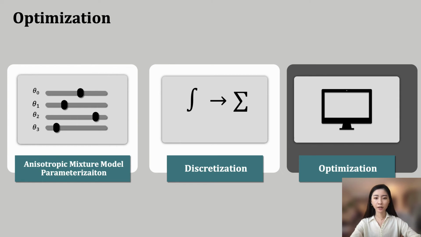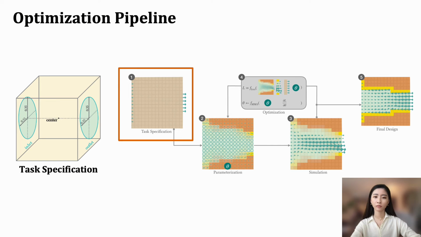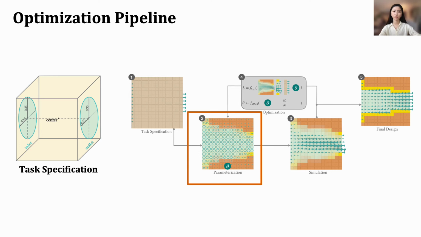Finally, I'll talk about our optimization framework. Our pipeline for optimization works as follows. The system takes the input of a fluidic device design task specified on the regular grid, including the locations and desired profiles of the Stokes flow, typically specified at the inlet and outlet. The system represents the fluidic device using our anisotropic mixture model in each voxel. The materials are initialized as a uniform field, and topologies evolve during optimization.